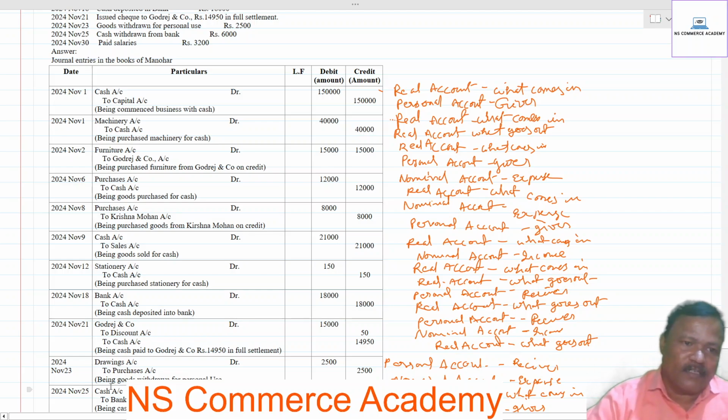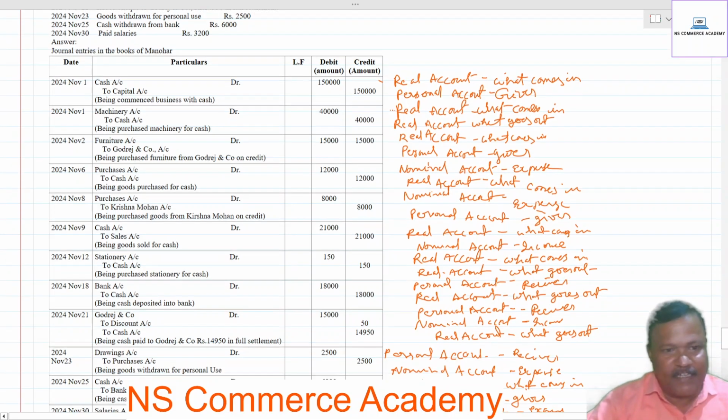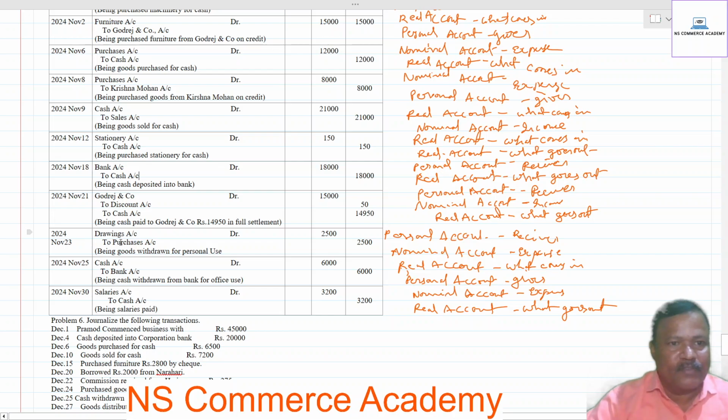Okay. Right. Next, 2024 November 23rd, goods withdrawn for personal use rupees 2,500. Okay. So here we have two accounts. One is drawing account, second one is purchase account. First, write the date in the date column, 2024 November 23rd. Okay. Then we have two accounts, drawing account and purchase account. Drawing account is a personal account and it is the receiver. That's why we are debiting it.